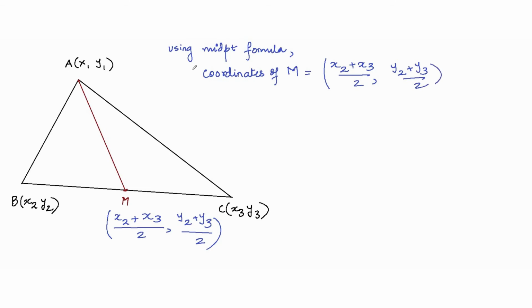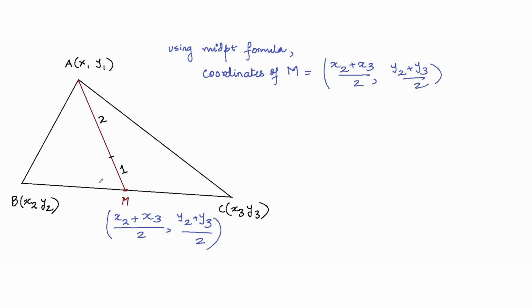Now the centroid is going to lie on this median in such a way that its distance from the vertex to its distance from the midpoint is always in the ratio 2:1.